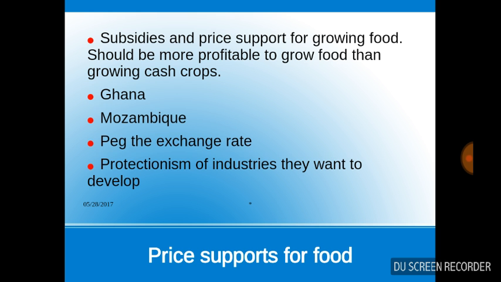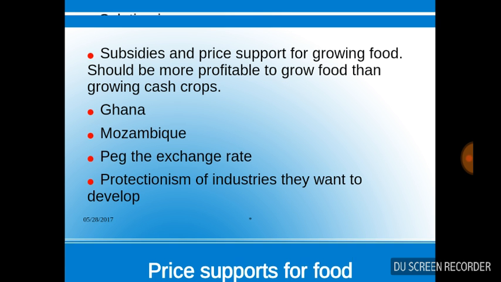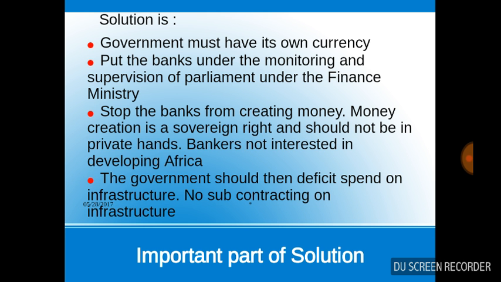Peg exchange rates like Smith did in this country. Do protectionism for industries. As we go back again, government must control the banks and then deficit spend.